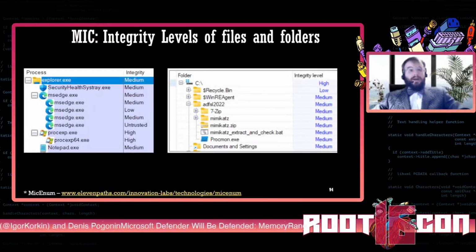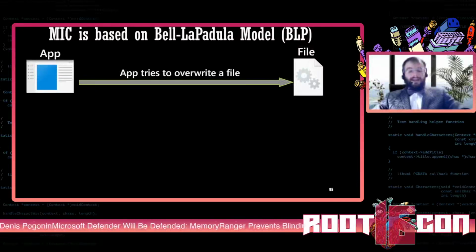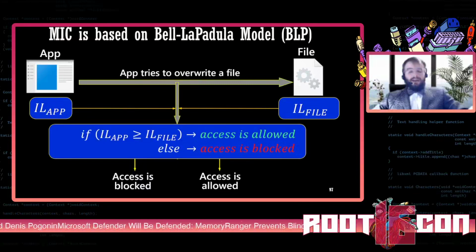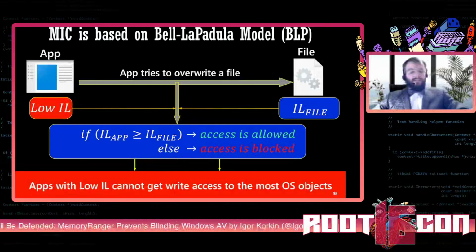MIC implements the Bell-LaPadula access control model, you know it. For example, an app tries to get write access to the file. According to the Bell-LaPadula model, access check compares integrity levels of app and a file. The access will be granted if the app's integrity level is equal to or higher than the file's integrity level. Therefore, apps with low integrity levels cannot override the most OS objects. Let me show you how integrity levels are implemented in Windows.